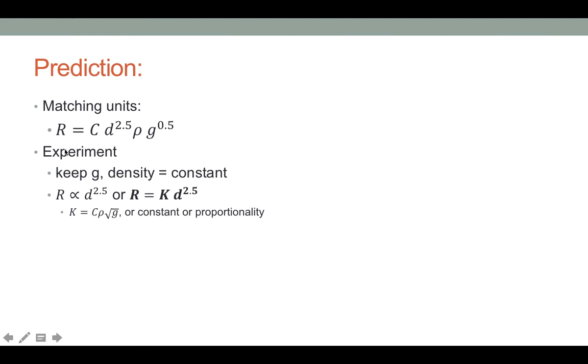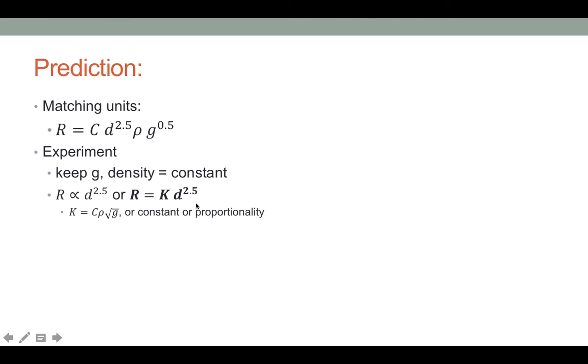So what we're going to do with our experiment is we're going to keep everything constant except for the diameter of the hole. Namely, we're not going to change gravity. I don't know how to change it anyway. We're going to use the same sand, so the density of the sand will stay constant, which means the rate the sand flows out will be proportional to d to the 2.5 power, or the rate will equal some constant k, and k, the constant, will basically be everything that we're keeping constant, which is the c, the density, and gravity. And then we have d to the 2.5 power.